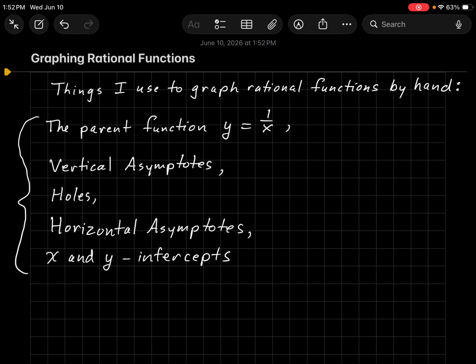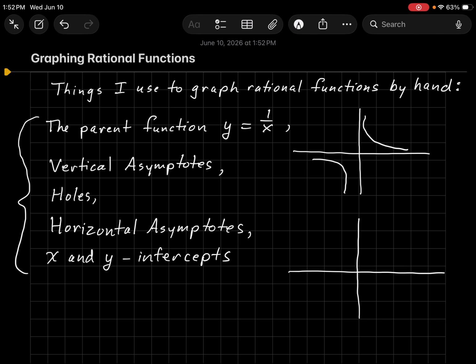I use the parent function y equals 1 over x, which, if you recall, looks like this. If I'm going to draw the graph y equals negative 1 over x, I can just flip that one over the x-axis.